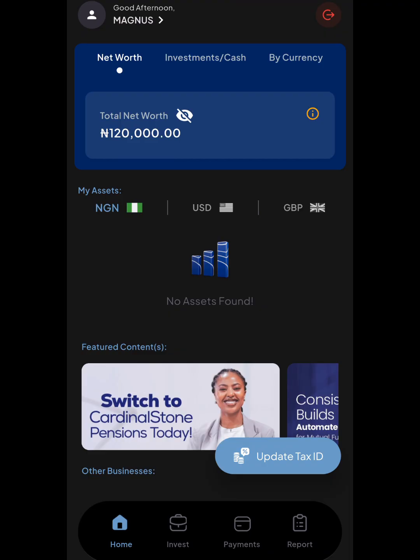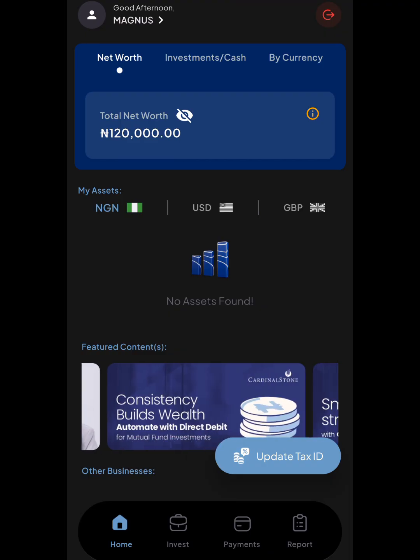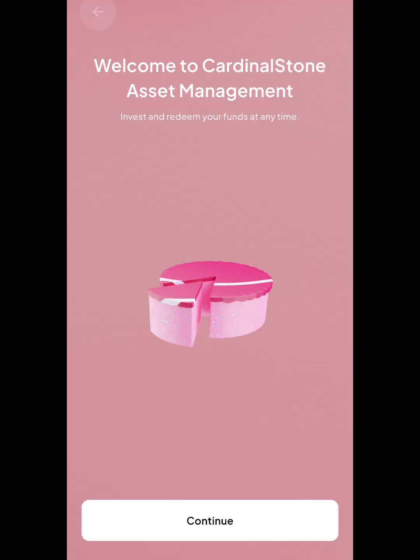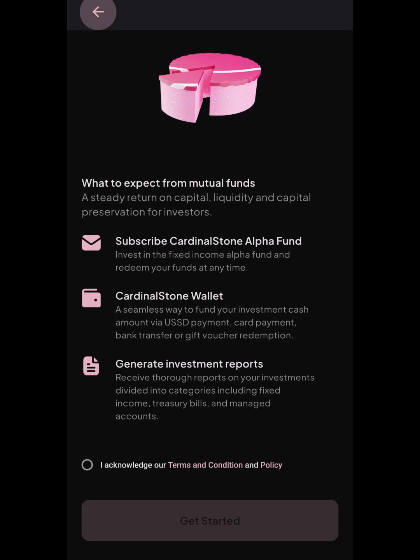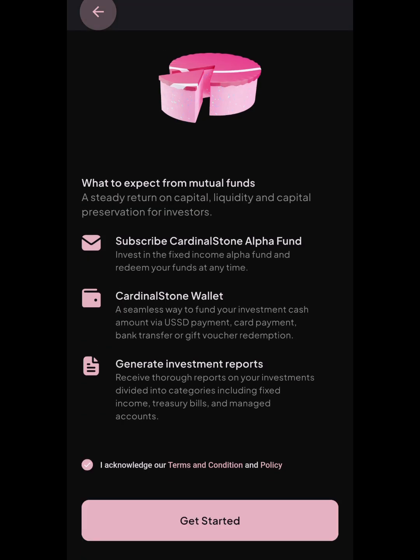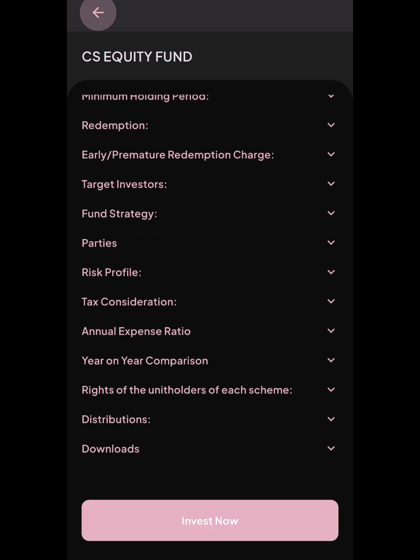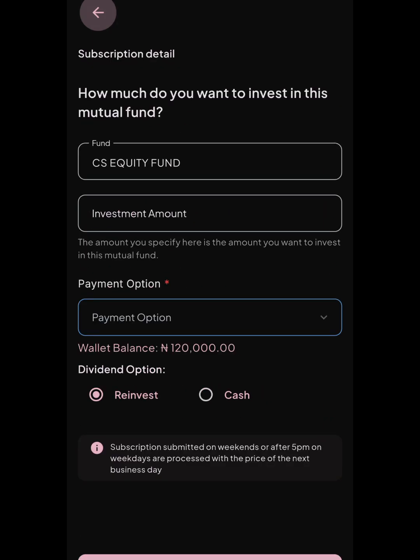So I finally transferred. I transferred 120k through the website. It's just smoother on the website. The app needs a lot of work still, but I transferred 120k, and then I had to come here, close the app completely and reopen it. So now it should reflect when we go to the CS equity fund. We go to invest now. See, the 120k is reflecting.